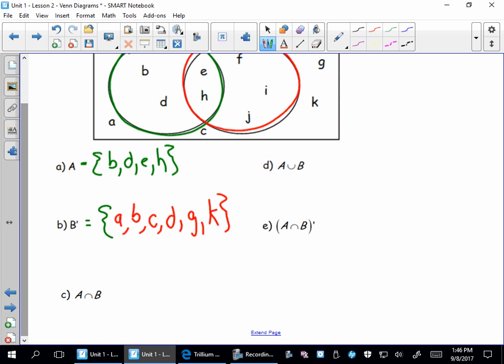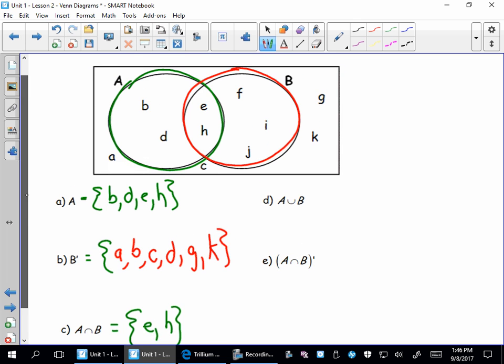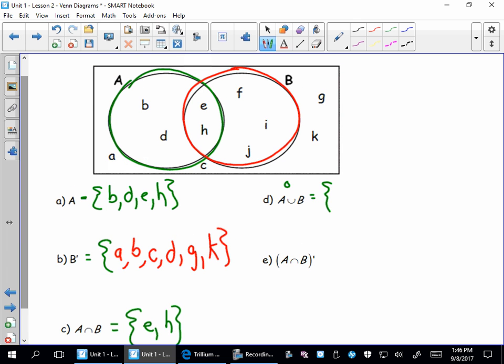I'm going to try the next one. The intersection, A and B. We're getting better at those, hopefully. A and B is the overlap, so that's E and H. The union, A or B. Remember, or. So what do I got? I got a B. I got, no, not C. I got D. I got E. It's in the middle of the overlap. I got an F, not G. I got H, and I got I and J. Anything that shows up in either of the two circles.